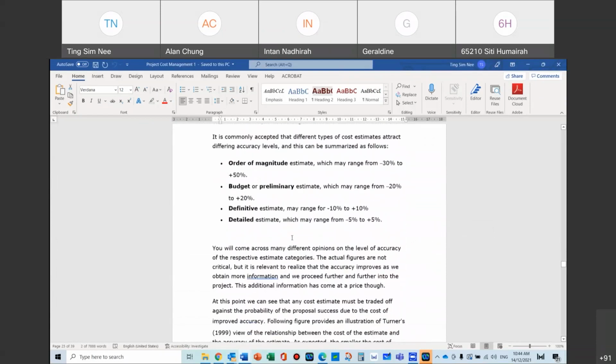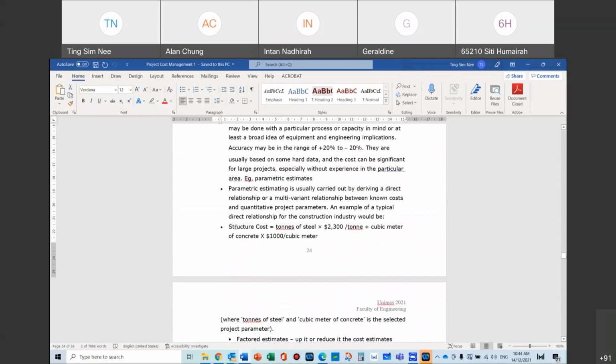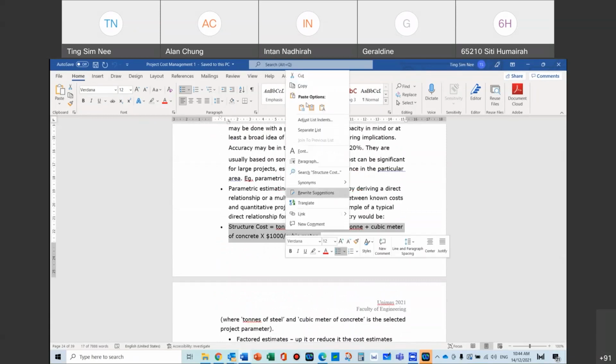For parametric, it's quite simple. Parametric is just like if you're picking up the structure cost, for example, you just take two parameters.